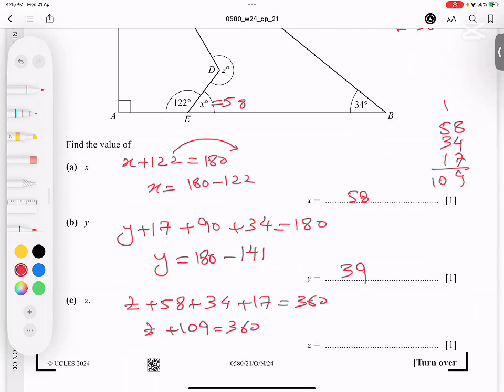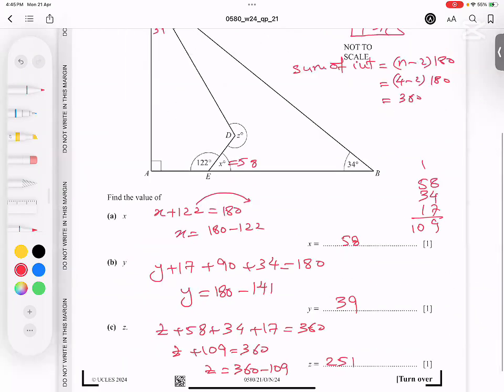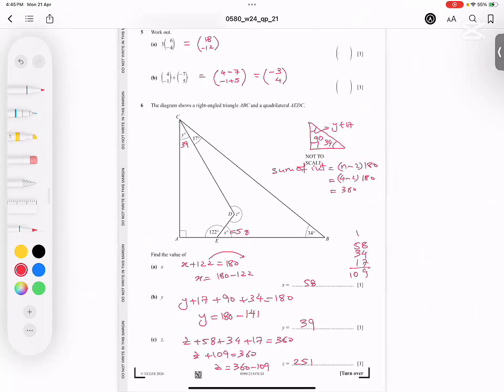And the 360 goes there, so now we subtract. When I subtract, students, 360 minus 109 turns out to be 251. So I hope the concept is clear, and we have done this complete page. Let's go to the next page.